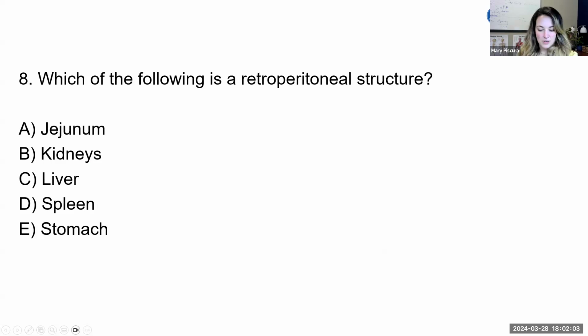Great job with that. Couple more questions left, and then we'll move on to the standardized patient. Alrighty, so which of the following is a retroperitoneal structure? This was a hard concept for me when I first took anatomy.